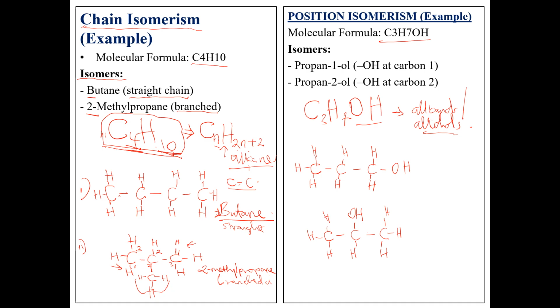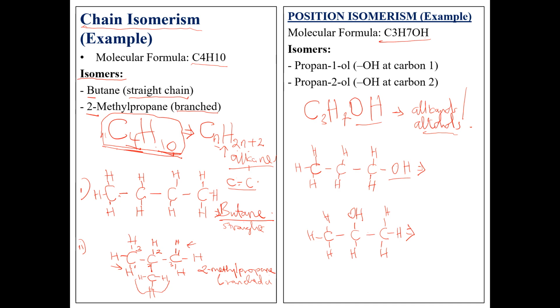We have 1, 2, 3, 4, 5, 6, 7. 7. How many carbon atoms? 3. With the OH, which is our functional group. What about here? We have 1, 2, 3, 4, 5, 6, 7. Good. So they all have the same molecular formula. But what is the difference? Their difference is the position of the functional group. That's why we call them position isomerism. And therefore the isomers, their difference is the position of the functional group.